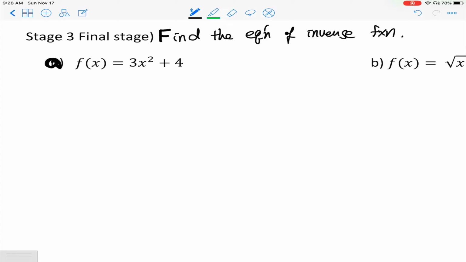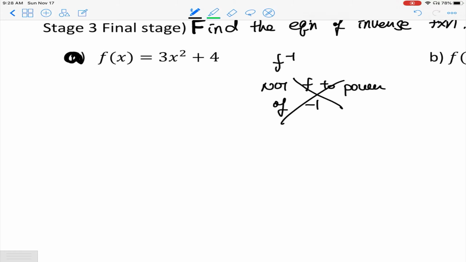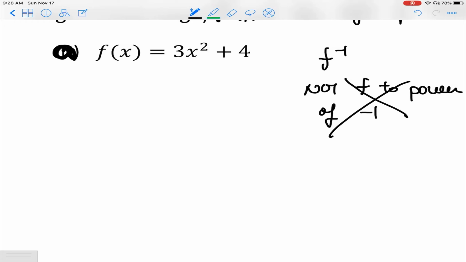And when you do these, the f inverse is f with the negative 1 in the exponent. We don't read this as f to the power of negative 1. That's wrong. So f with the negative 1 in the exponent means it is f inverse. So when you do these types of questions, remember the x and y switch their roles.